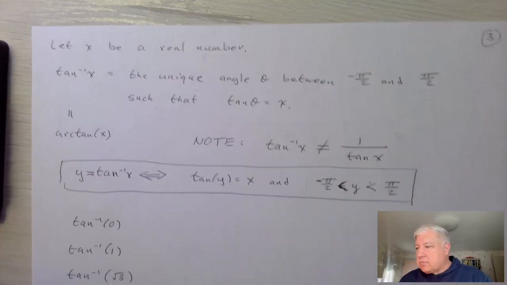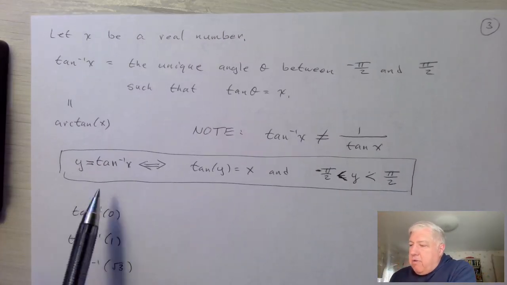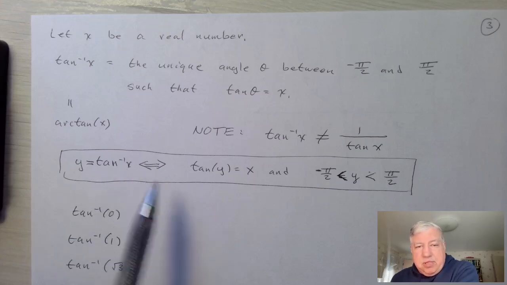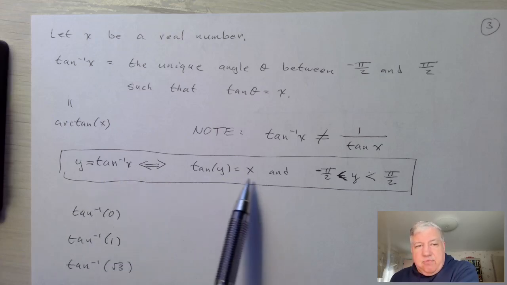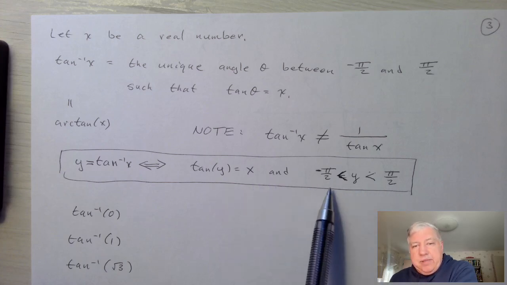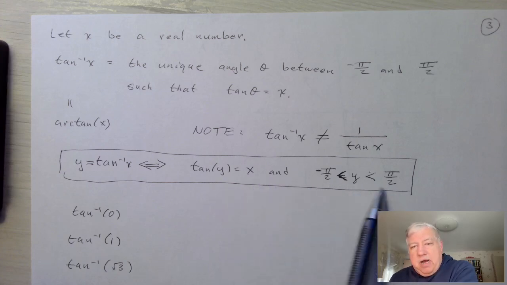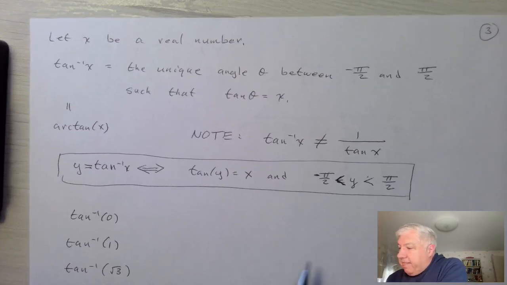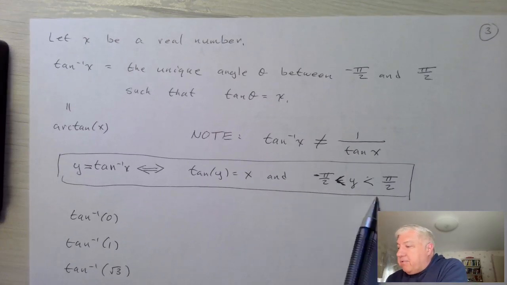So the thing to keep in mind is that when we say that y is equal to the inverse tangent of x, this implies two things: the tangent of y is equal to x, and y is strictly between negative pi over 2 and pi over 2. It can't be equal to pi over 2, because the tangent is undefined at those points.